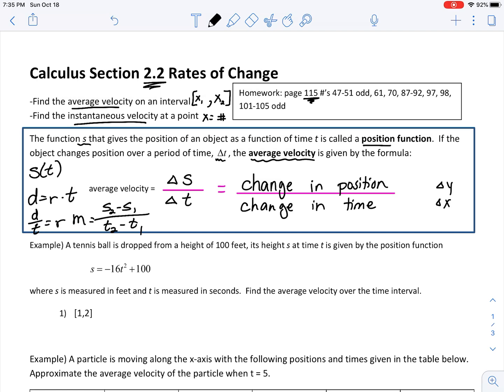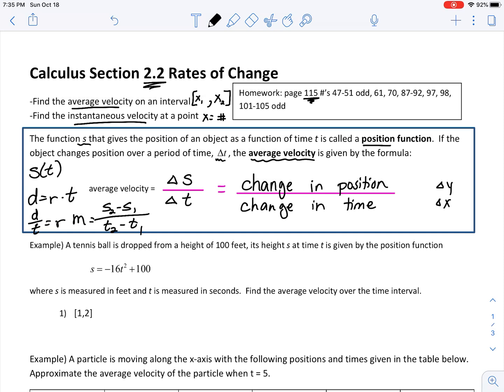Okay, let's take a look at an example. A tennis ball is dropped from a height of 100 feet. Its height s at time t is given by this position function. So hopefully this makes sense. When t equals 0, if you plugged in 0 right here, you get negative 16 times 0 squared is 0, plus 100 is 100. So s would equal 100 when t equals 0. That's your original starting point, right? Okay, s is in feet and t is in seconds.